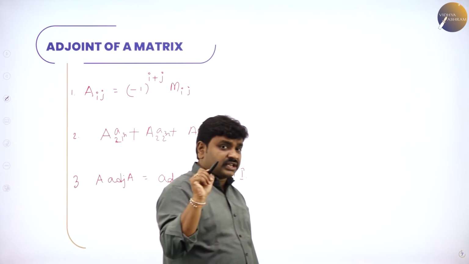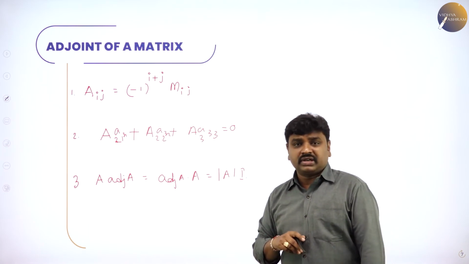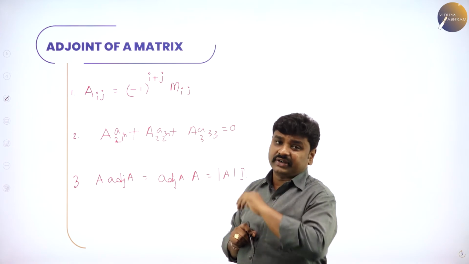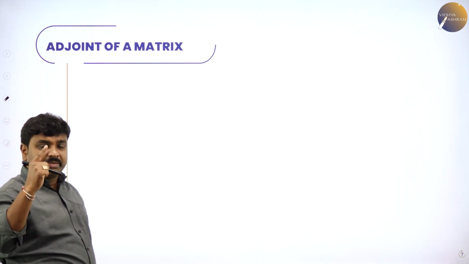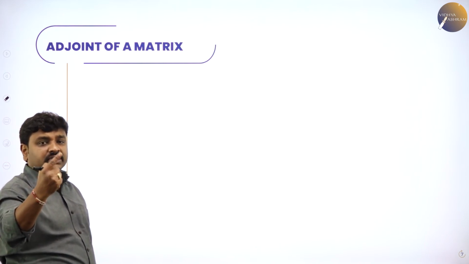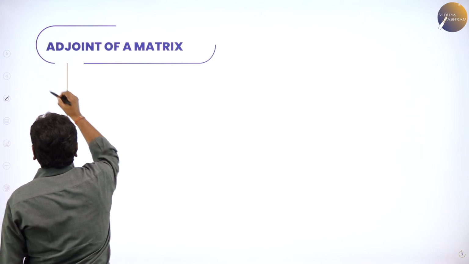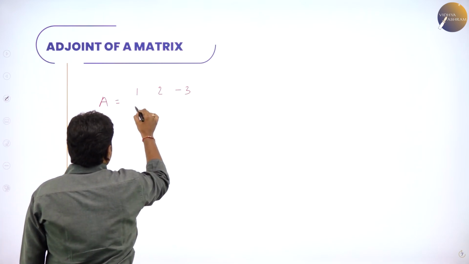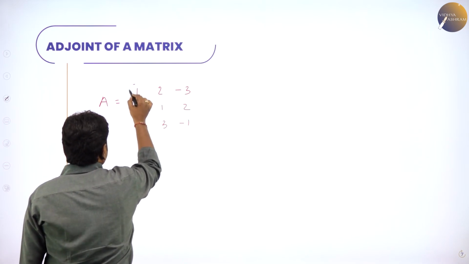These are the things we could conclude. So in today's session, I taught you how to find the minor, how to find the cofactor, and what the adjoint is. For 3 cross 3, the adjoint is the transpose of the cofactor matrix. Now I'll take up one of the properties, that the sum of the elements of a column with cofactors of another column gives you 0. So we'll take one matrix. For example, I'll take a matrix A: 1, 2, minus 3; 4, 1, 2; 3, 3, minus 1.